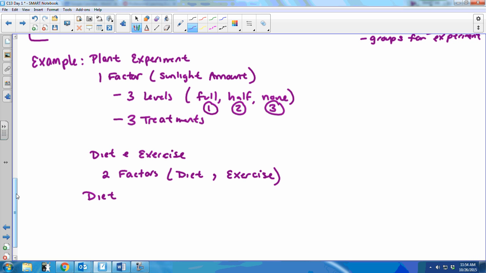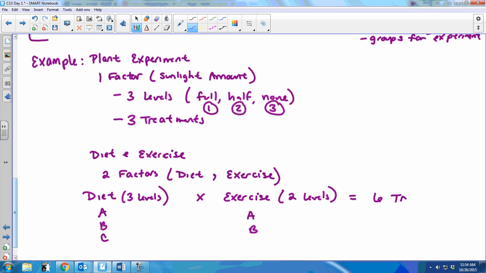Let's say that there are 3 diet plans, A, B, and C. That means there are 3 levels for diet, right? And then for exercise, there are 2 exercise plans, A and B. That means there are 2 levels for exercise, right? 2 factors. One factor has 3 levels, one has 2 levels, all right? If you multiply the levels, that's how many treatments you should have. So 3 times 2 is 6 treatments.